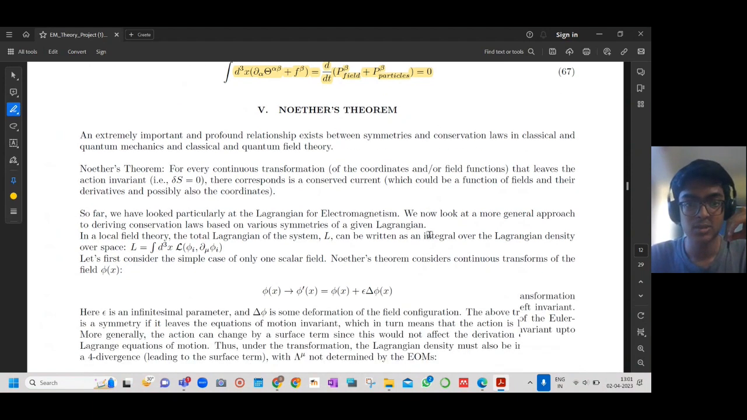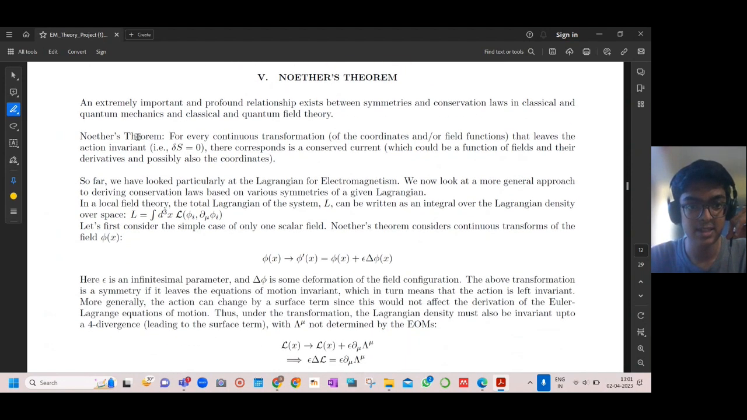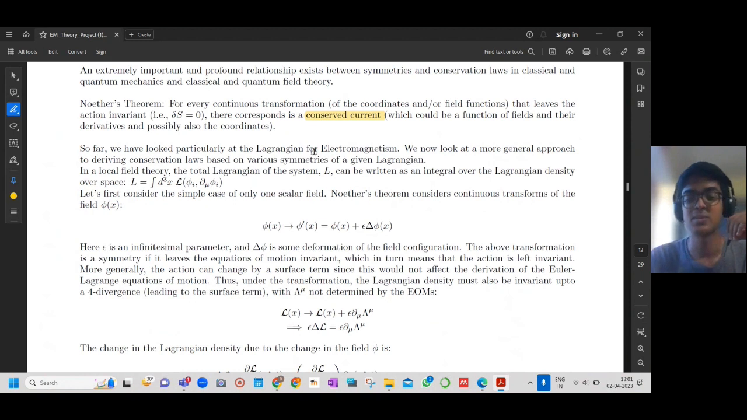Okay, so now we come to a more interesting part. This is Noether's theorem. It states that for every continuous transformation of coordinates or field functions that leaves the action invariant, which would in turn leave the Lagrangian invariant in some sense, there corresponds a conserved current. So this would correspond to our conservation law, which we derived earlier.